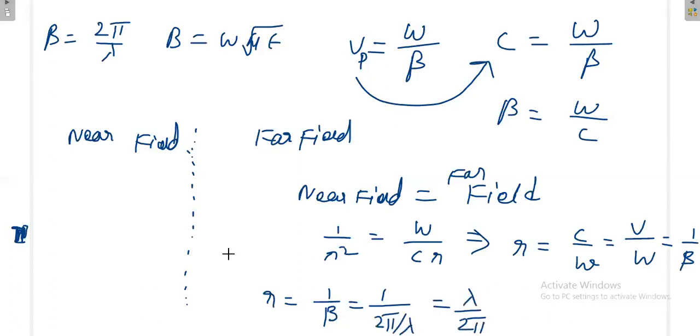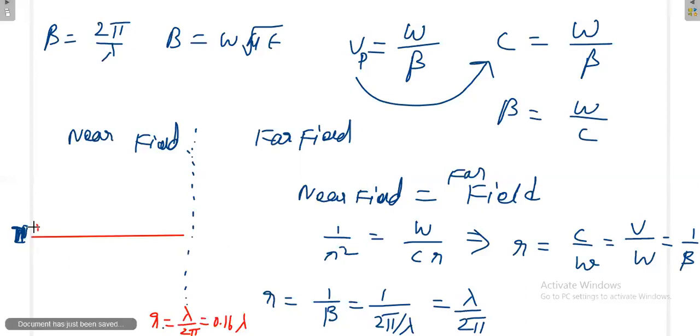So what is this dividing line? This dividing line R. Because exactly at this value of R, when R is equal to lambda by 2 pi, then exactly near field is equal to far field. So what is this dividing line? Exactly this, lambda divided by 2 pi. You can also write it as 0.16 lambda, exactly at this distance.